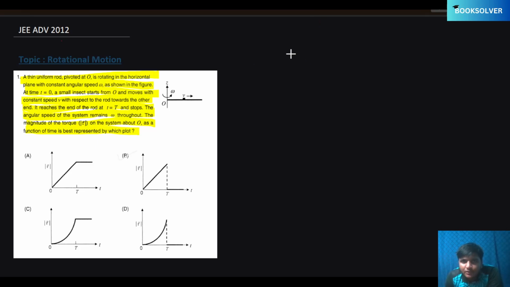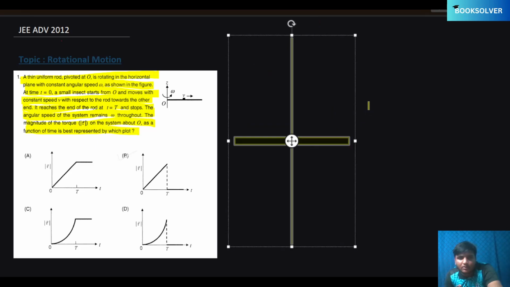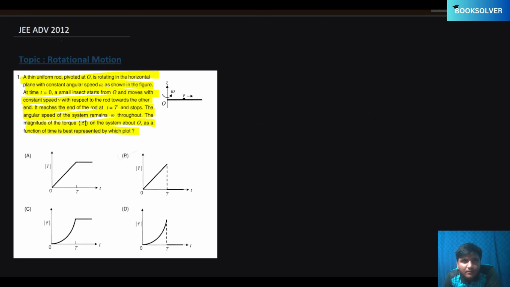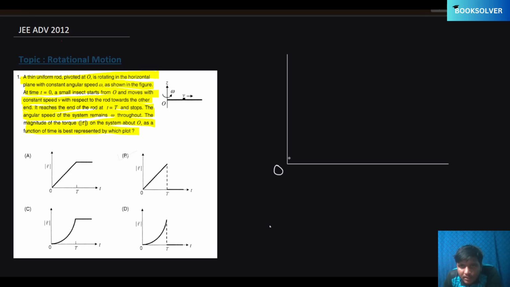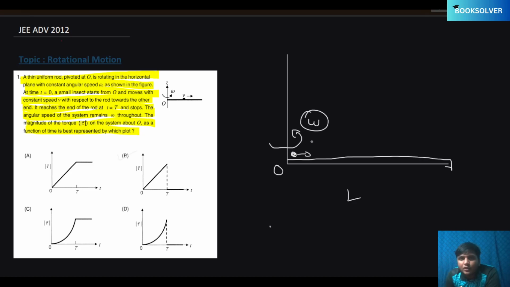So let's imagine first our condition here. Let's suppose this is our origin here and our rod is something like this. Our rod is of length L here and they're given an ant here. Okay, so let's assume this is an ant which is moving with a constant velocity and they are together rotating with an angular velocity of omega here. Okay, and they are saying that the angular velocity is always omega here.